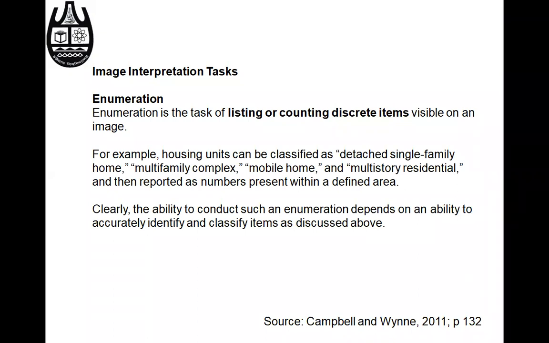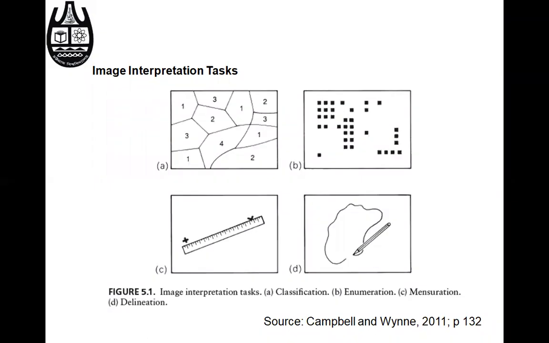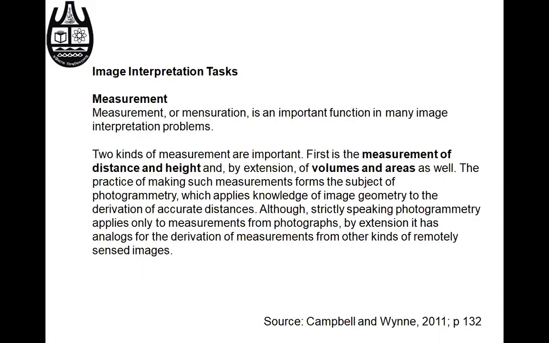After your enumeration, then you need to measure it. That means measurement. We also call it mensuration. You want to know the exact numbers or exact measurement of a particular object. First, you can see two kinds of measurement are very important.